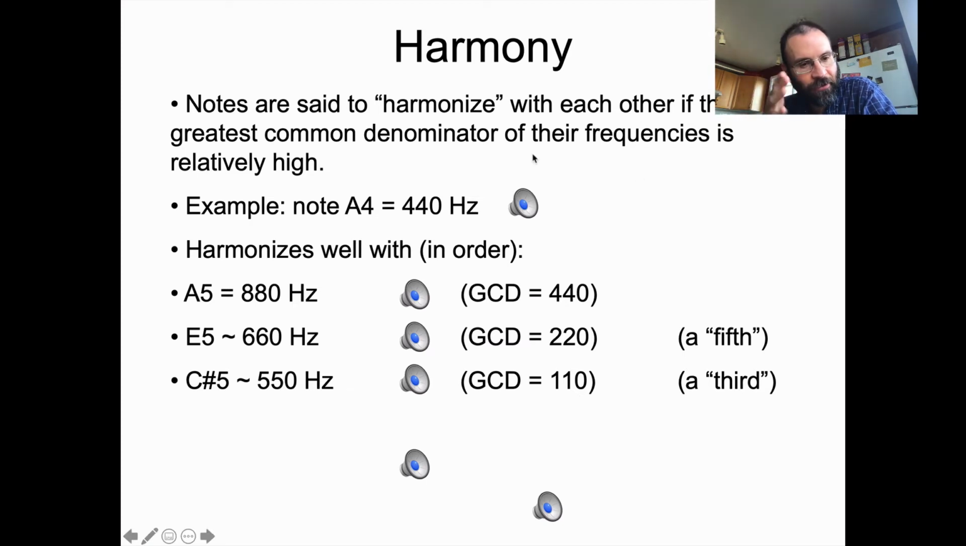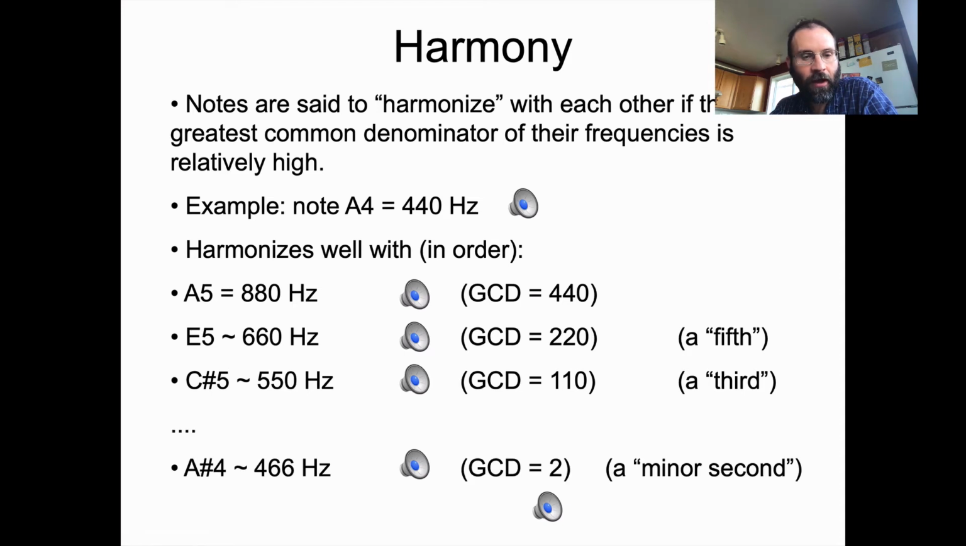As you get closer and closer, though, to that A in the musical scale, that greatest common denominator is going to get smaller and smaller and harder to perceive. So you can play an A with an A sharp. This is known as a minor second. This one is, by the way, a third note up in the scale. This one is not really going to sound that great because it's hard for your mind to intuit a fundamental frequency of 2 hertz, which is the greatest common denominator of 466 and 440.